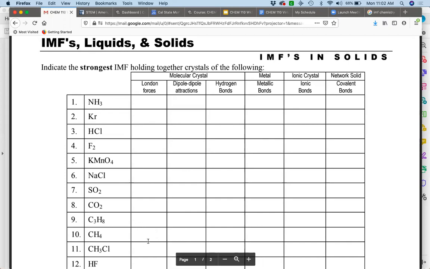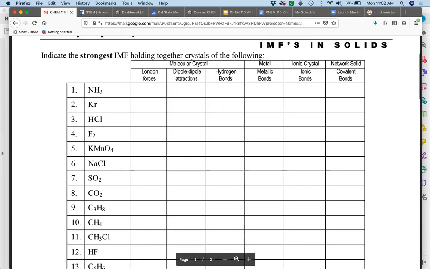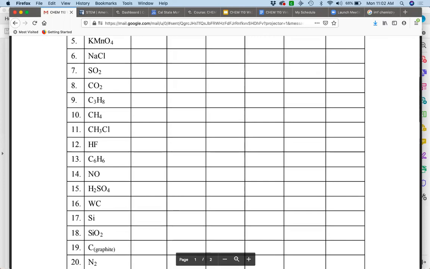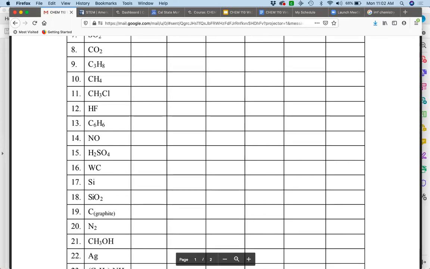Okay, so I want you to take about 5 minutes and see if you can assign 11 through 20. So take a moment, think about the structure, think about what its distribution of atoms would be in space, think about electronegativity, and assign 11 through 20 for the strongest intermolecular force.